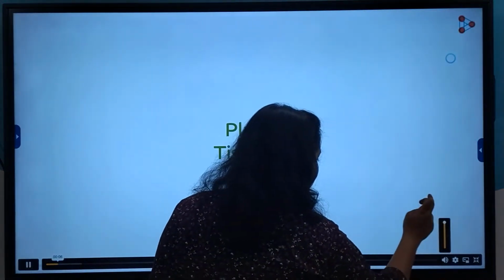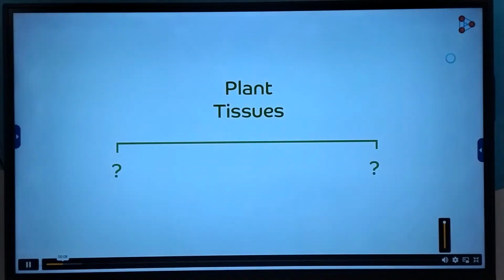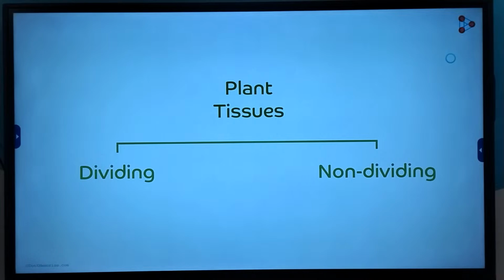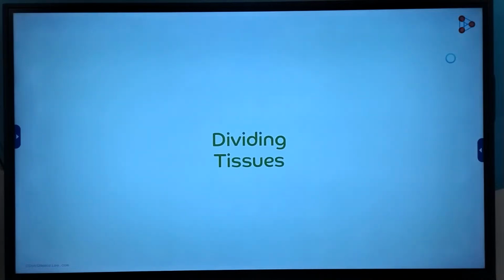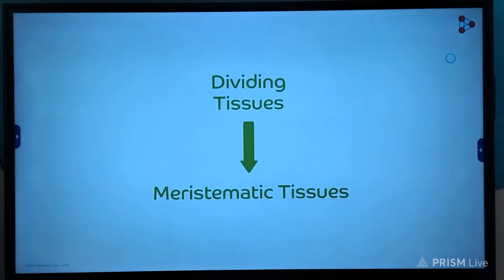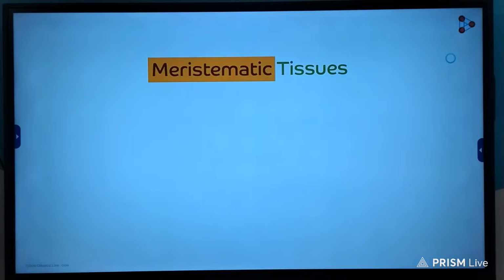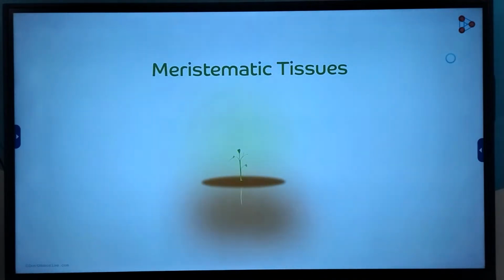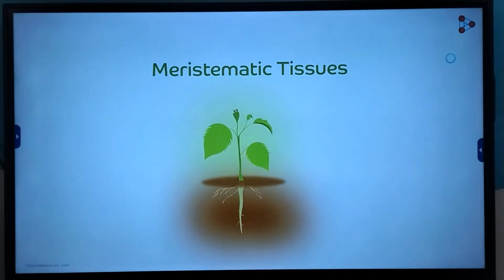We studied that plants have two types of tissues. Can you name them for me? What are they called? Dividing tissues and non-dividing tissues, right? Absolutely correct. Now let us look at the technical terms for these tissues. In this lesson, we will look at the former type of tissues. The dividing tissues in plants are known as the meristematic tissues. Where does the word meristematic come from? It comes from the Greek word meristos, meaning divided. The main function of this tissue is to divide and help the plant grow. So where do you think you will find this tissue?